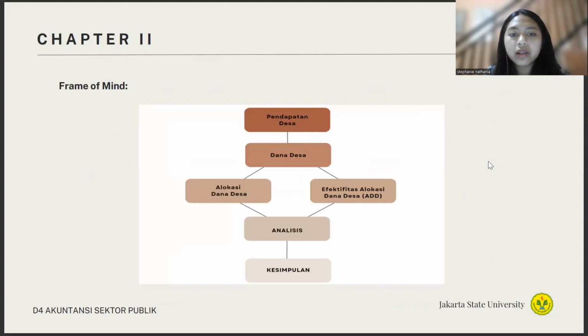So from the pendapatan desa, or village revenue, we have village funds. Especially village funds will be allocated into 5 categories for Bangun Cipta village. First, I will explain about the allocation of those village funds, and then, answering my second research question, I will explain about the effectiveness of the allocation of the village funds.